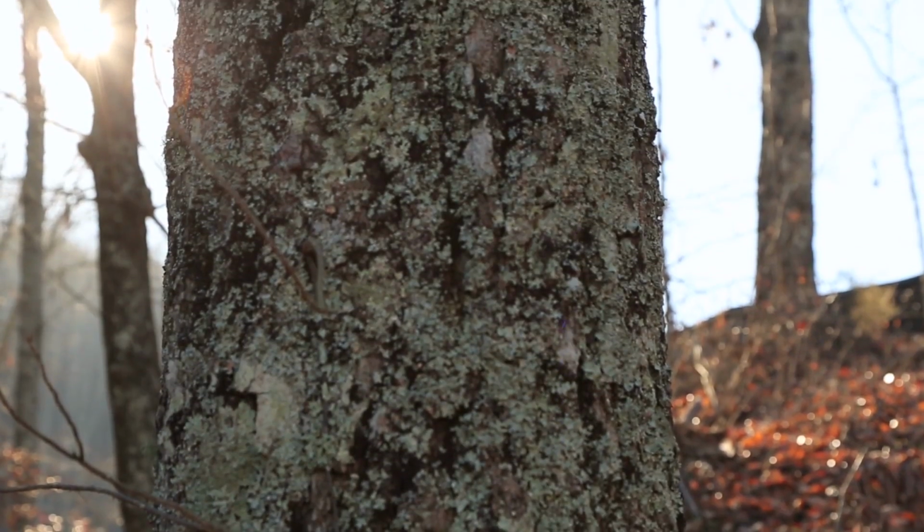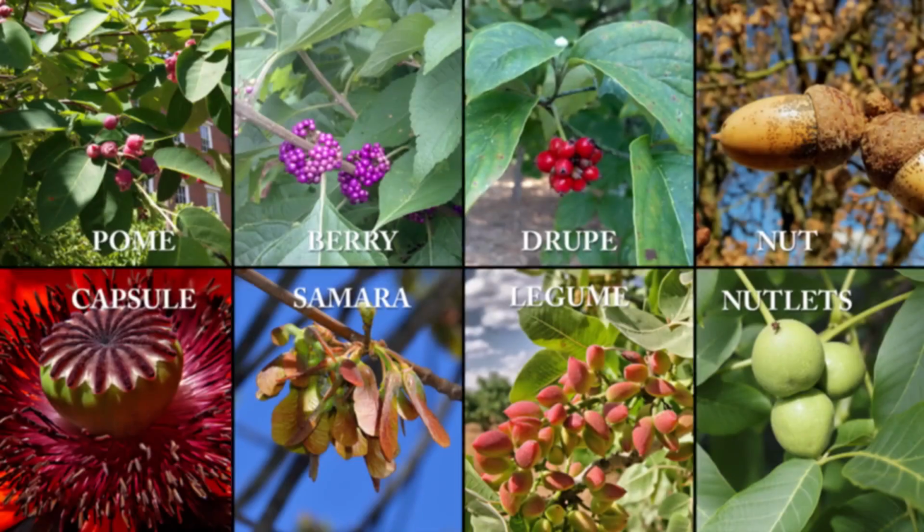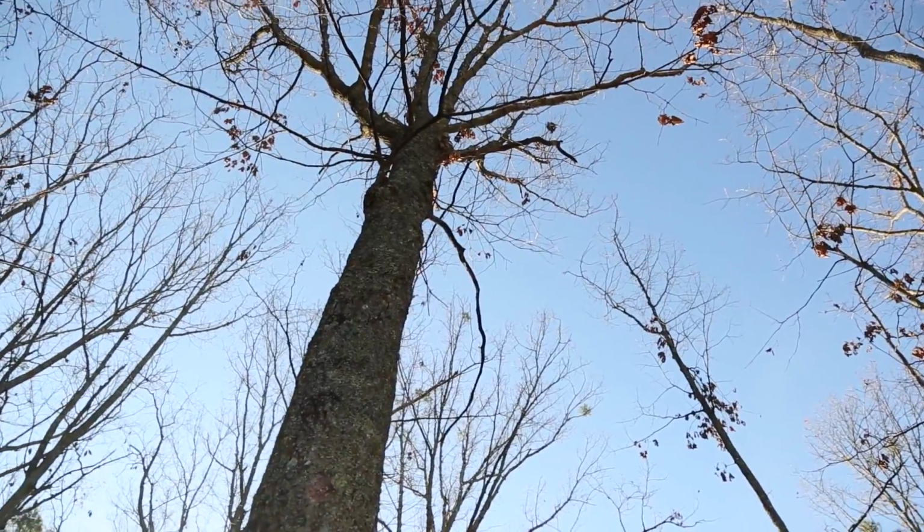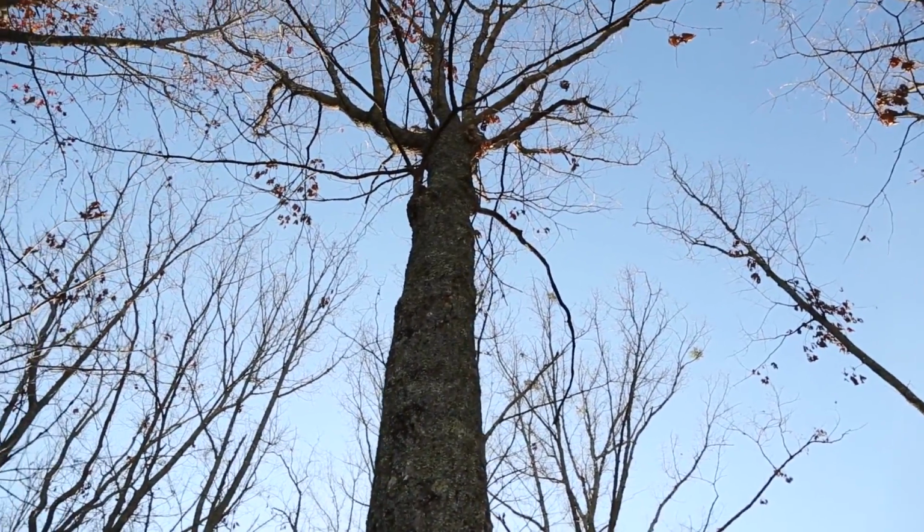Bark is observed for color and texture. Fruit is reviewed to determine type such as pome, berry, drupe, nut, capsule, samara, legume, and nutlets. Additionally, the twig and overall form of the tree can often provide clues to the species' identity.